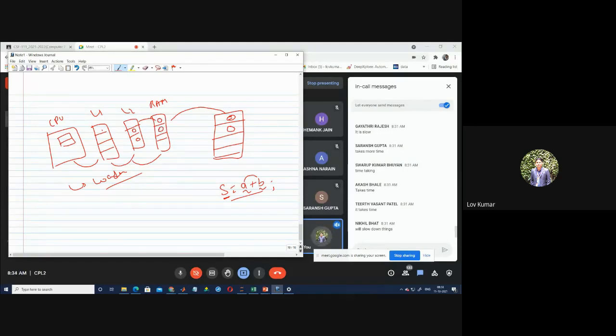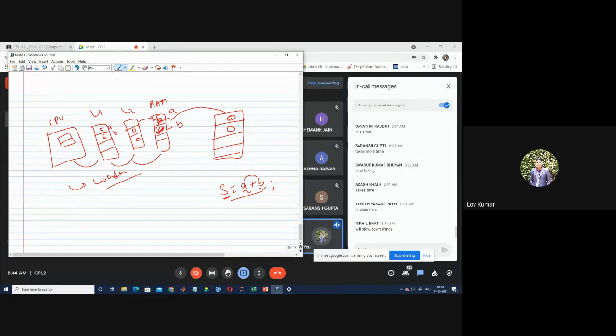Now assume that this one is assigned for A and this one is assigned for B, and the values coming are 5 and 6. Now the CPU can directly access the values of A and B. Why? Because these values are already present in your RAM. After that, assume some memory is vacant here, so it will also store 5 and 6 here, A and B.